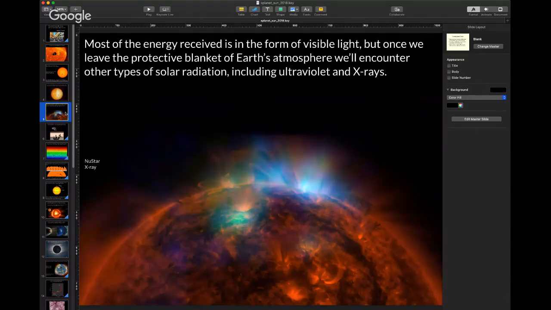So most of the energy that we receive from the sun is in the form of visible light. That's why our eyes see visible light. We've gravitated toward the sun, where the energy that we get is maximized. But once we leave the protective blanket of Earth's atmosphere in our journey to the center, we're going to encounter other types of solar radiation, including ultraviolet and X-rays.